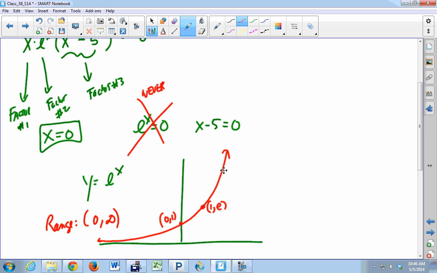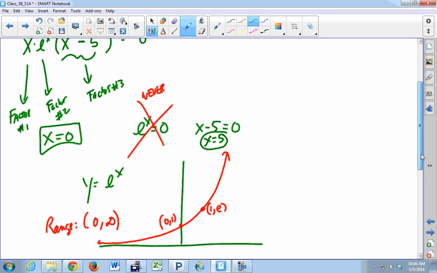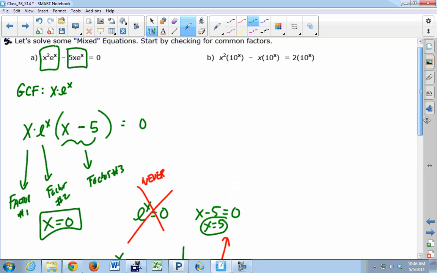Okay, and then finally we got a little baby linear equation here, and this is going to be 0 when x is 5. So your solution set for this particular equation, if you were writing this in MyMathLab, you know how they like you to write the solution set, would be {0, 5} with the little braces.